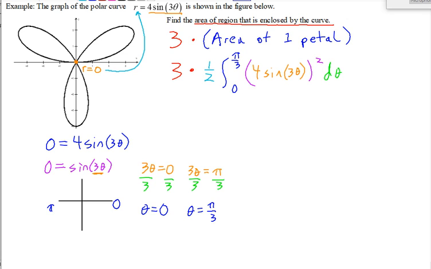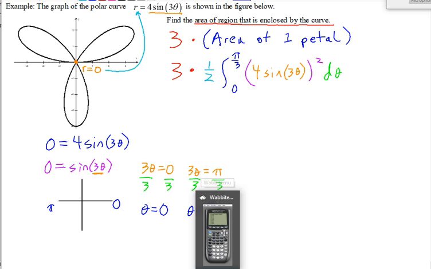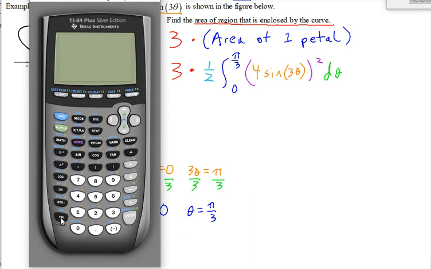And you can do it in regular mode if you want, just using x instead of theta, or let's get some practice with polar mode, how that works here. So let's look at the 84 first. To get it in polar mode, so you can use theta, you hit the mode button, and then instead of function, go down here to one that says POL, that's for polar. And then go second quit.